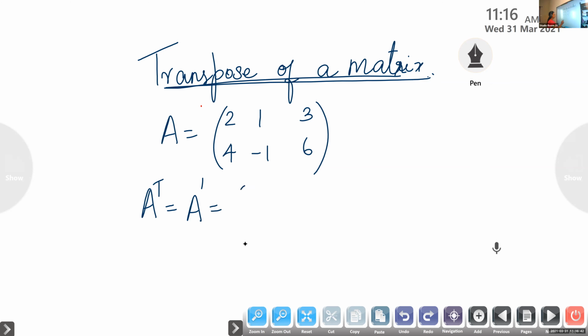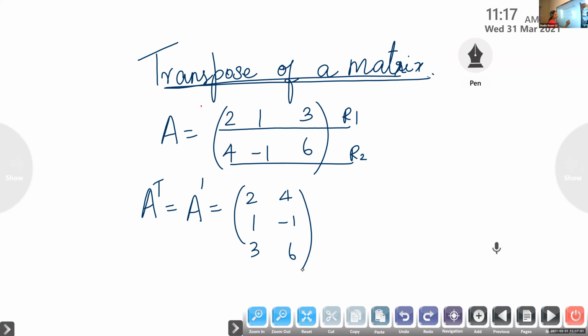Look here. This is the first row, and this is the second row. So I'm going to write the transpose. The first row will become the first column here, 2, 1, 3. The second row will become the second column.